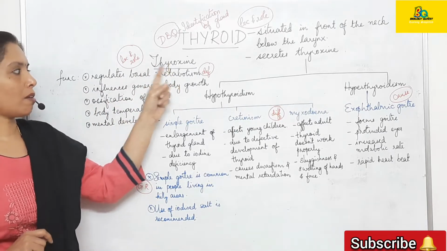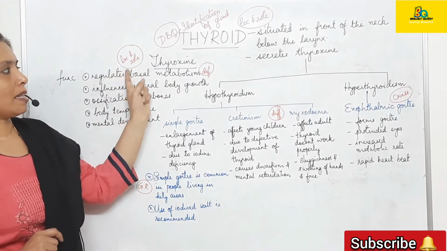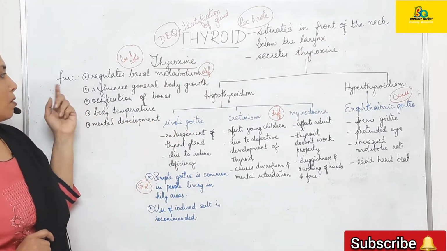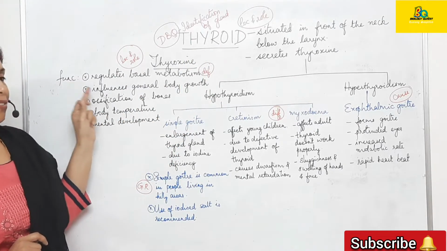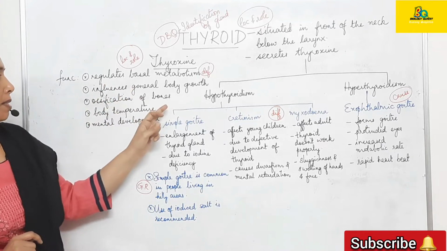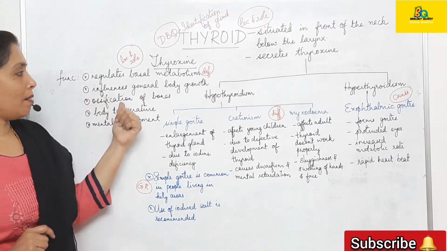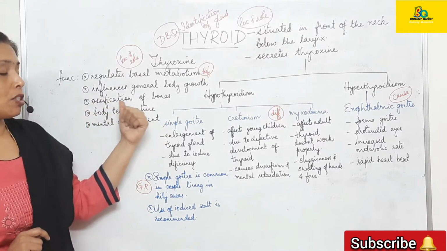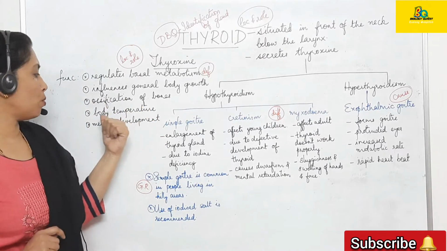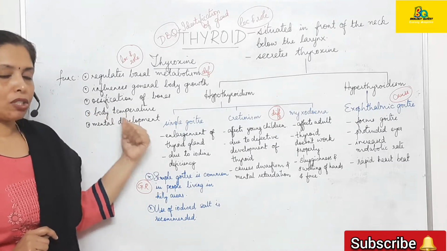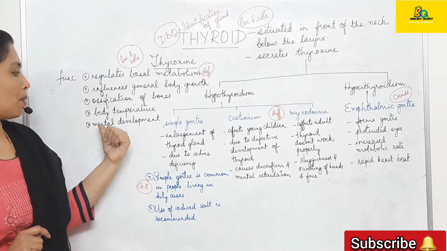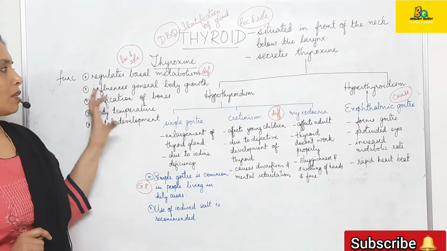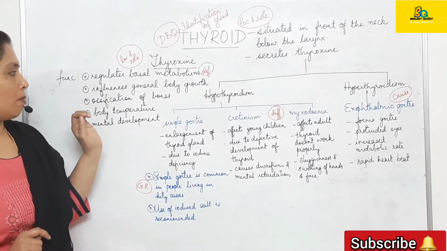Location and role of thyroxine. What is the location? Secreted by the thyroid gland. And what are the functions or the role of thyroxine? It regulates basal metabolism. It influences the general body growth. It helps in ossification of bones. Ossification of bones means the formation of bones. It regulates the body temperature, and it is important in the mental development of the individual. So these are the functions of thyroxine hormone.